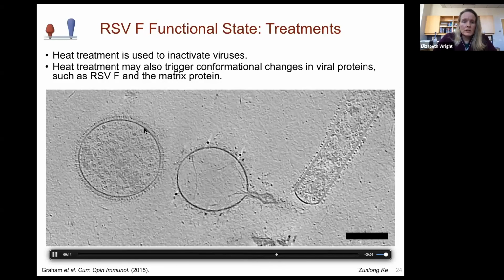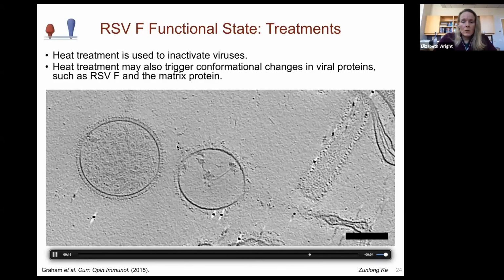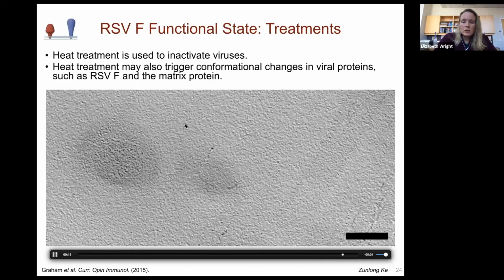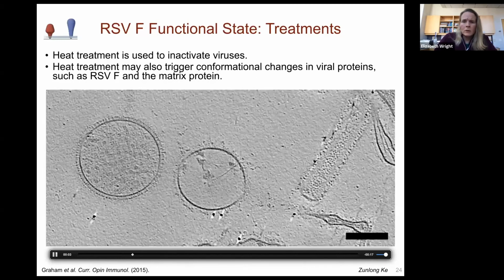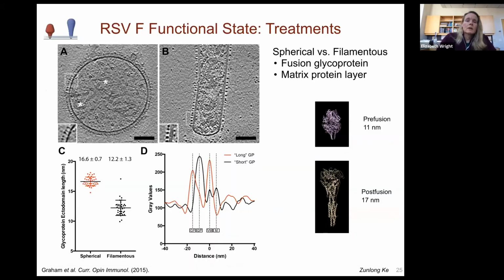And so you can see this in these viruses here, where we very dramatically changed the structure of the particles, moving from a filamentous particle to a spherical particle. And so you can see F looks very different here. On the spherical particle, it has this more triangular shape, whereas on the non-triggered particle, it's more in the pre-fusion conformational state.